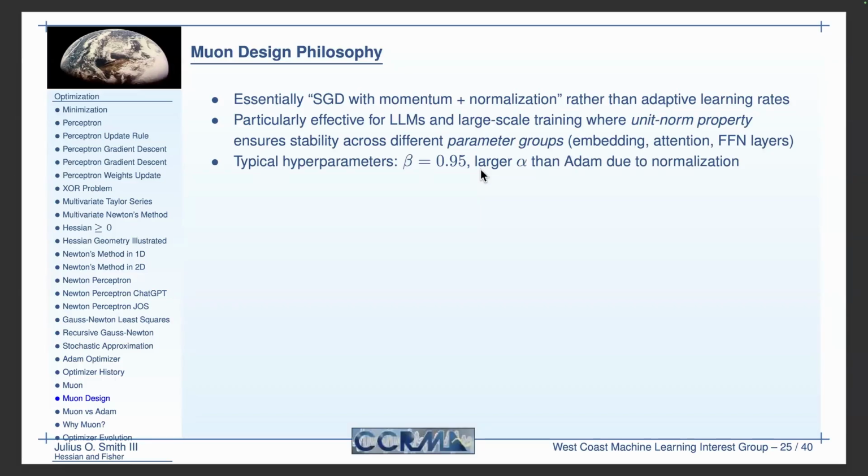One thing, Julius, that maybe didn't come up in the summary is that Muon actually is designed only for specific parameters in the parameter space. So it is not used for all layers. Things like the embedding, it's not used for that. You would use Adam for those independent ones. It's only going to be used for the ones where you're doing a dense network.